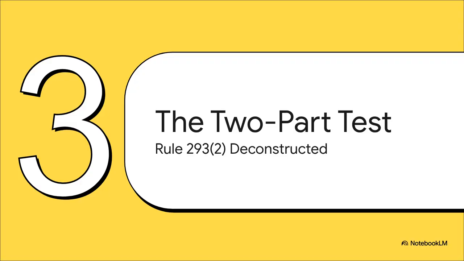Okay, so you filed your notice. You've passed the first checkpoint. Now it's time for the main event. You have to satisfy the two-part test that's laid out in Rule 293, Subrule 2. This is the real heart of the application, and you have to know both parts inside and out.